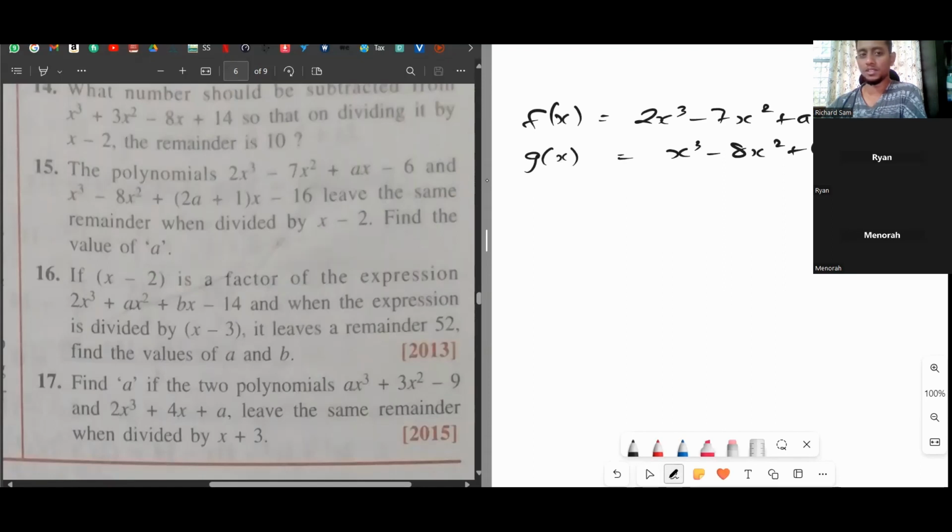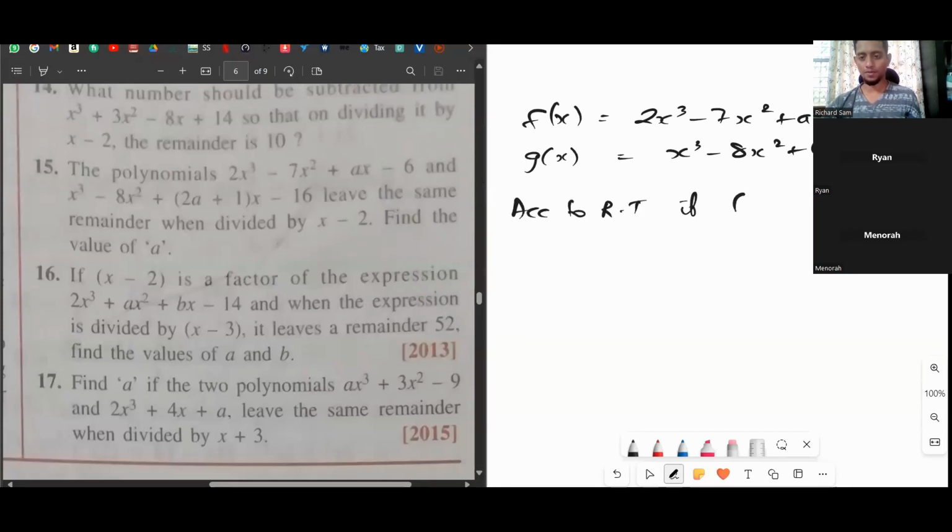If you're dividing f of x with x minus 2, the remainder is what? x minus 2 is equal to 0, then x is equal to 2, so the remainder is f of 2. This is according to the remainder theorem. If f of x is divided with x minus 2, then the remainder is f of 2.